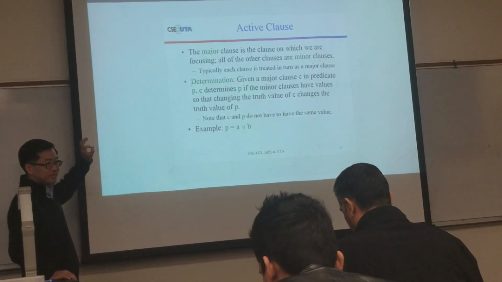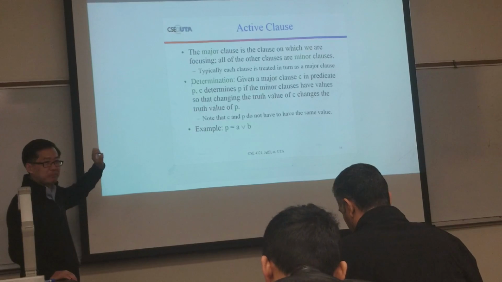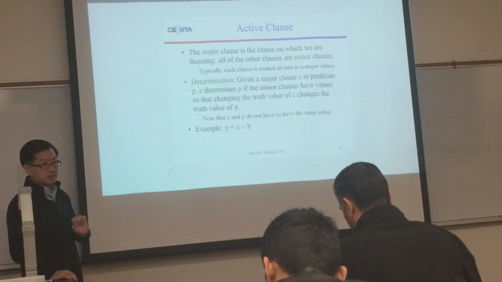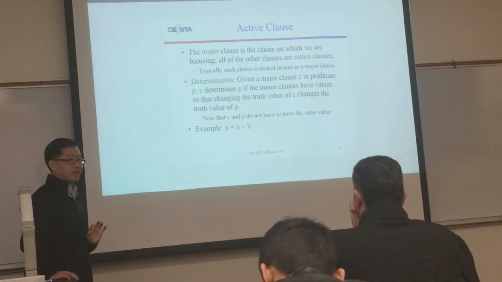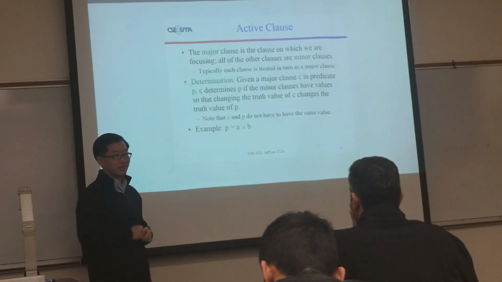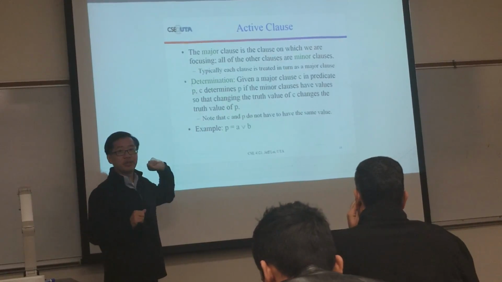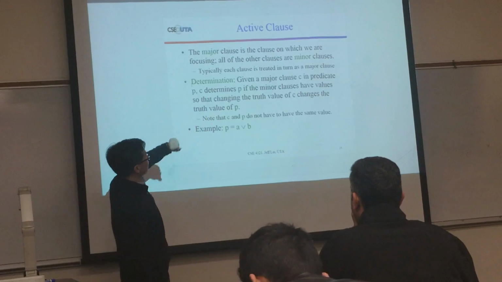From the name, you can probably guess, right? Active class. You want to make sure the effect of a class is reflected on the predicate. You don't want the effect of a class to be masked by other classes. That's the basic idea. Keep that in mind, and you're going to be able to make sense of the definition.